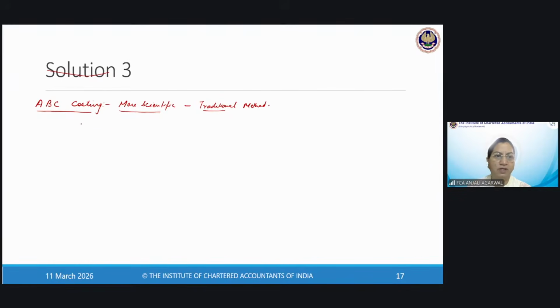So ABC is talking about a more scientific way in the sense it identifies what are the various activities on which cost is incurred. So you identify what activities are there on which cost is incurred, and then you find out what are the cost drivers for it. So there are two drivers basically. One is the resource driver and one is the activity driver.